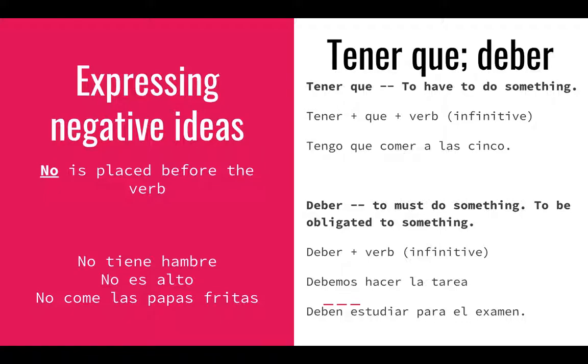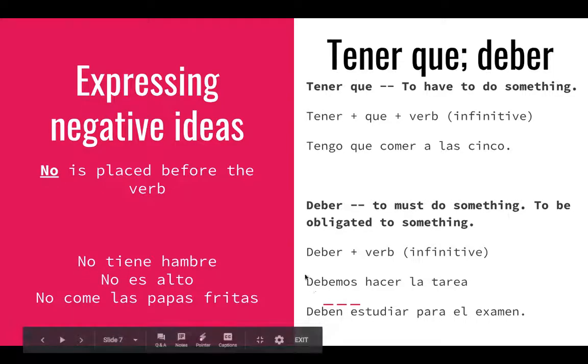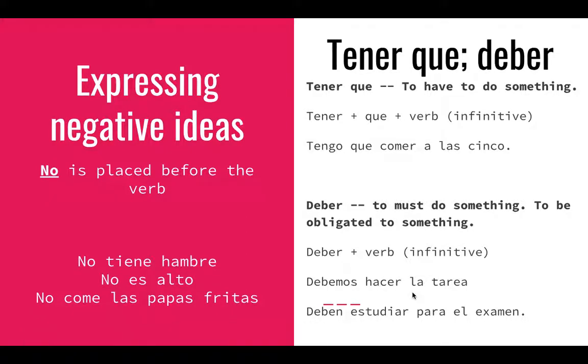Deber, things that you are obligated to do. Deber, and then the second verb attached to it needs to stay in the infinitive. So when we say things like debemos hacer la tarea, we are obligated to do the homework. Notice hacer is in an er form in its infinitive. Or when we say deben estudiar para el examen, they are obligated to study for the exam. Notice that estudiar, that second verb, is in the infinitive in its ar form. So these are two really great expressions that allow us to give more details on the things that people have to do or are obligated to do. Keep an eye on how you use that second verb in the infinitive.